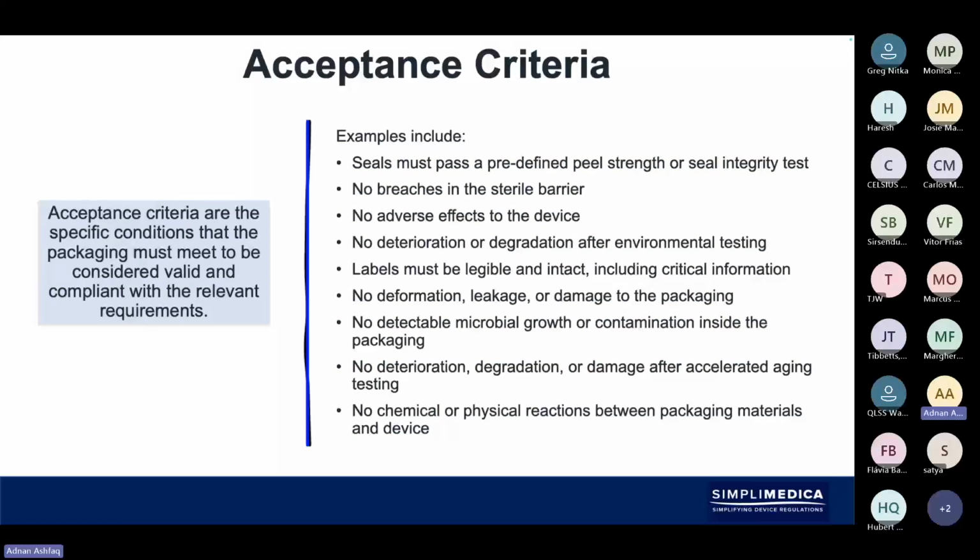This is the type of equipment that would be used in the process of ensuring that your package has been validated. So some of the things that we're looking at for acceptance criteria is making sure that the seals pass a predefined peel strength or seal integrity test, that there are no breaches in the sterile barrier, no adverse effects to the device, no deterioration or degradation after the environmental testing, labels are legible and intact, include critical information, no deformation, leakage, or damage to the packaging, no detectable microbial growth or contamination inside the packaging, no deterioration, degradation, or damage after accelerated aging testing, and no chemical or physical reactions between packaging materials and the device.